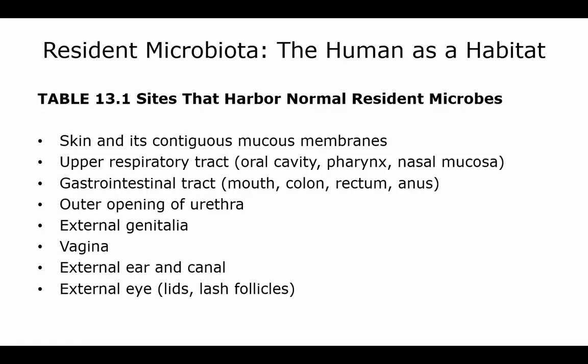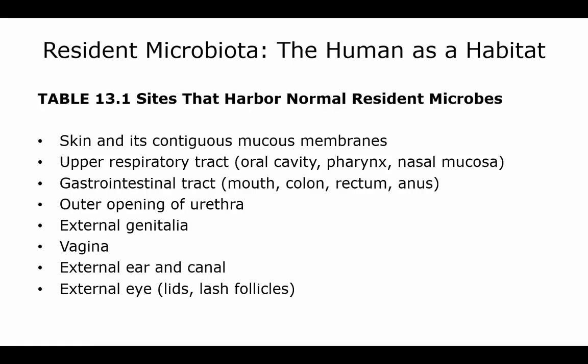And so we'll look at a quick list, and this is a table that you can find in your textbook towards the beginning of the chapter, on about page 400. These are some of the sites that normally have resident microbes on them. You see the skin, the upper respiratory tract, the GI tract, the opening of the urethra, external genitalia, vagina, ear canal, and then the external eye.